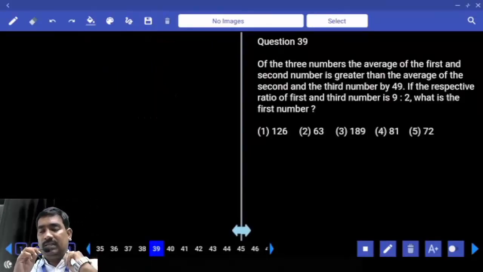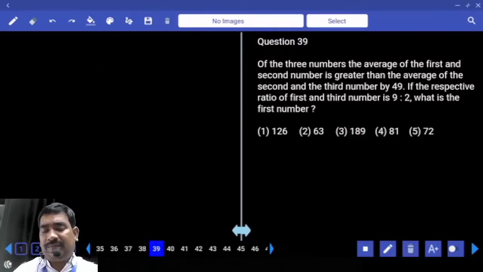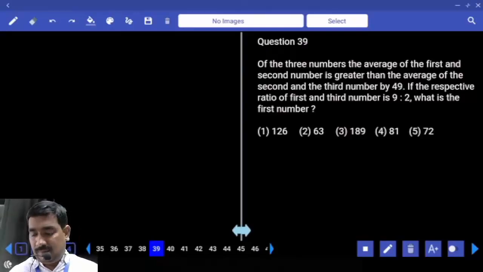Of the three numbers, the average of first and second number is greater than the average of second and third number by 49. If the respective ratio between first and third number is 9:2, what is the first number?